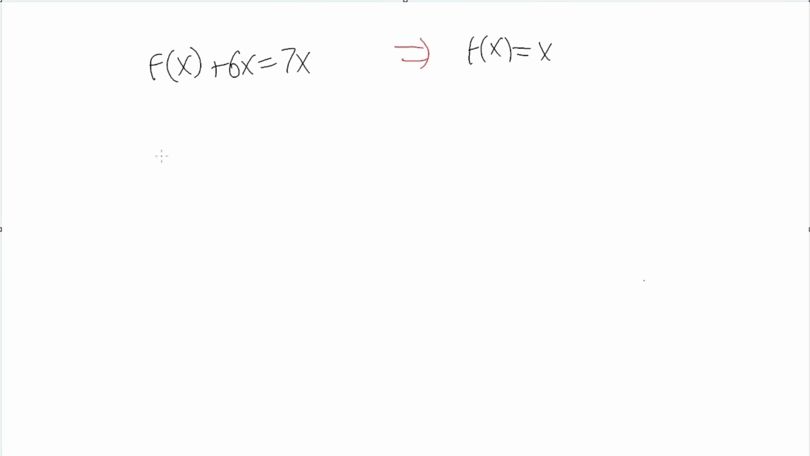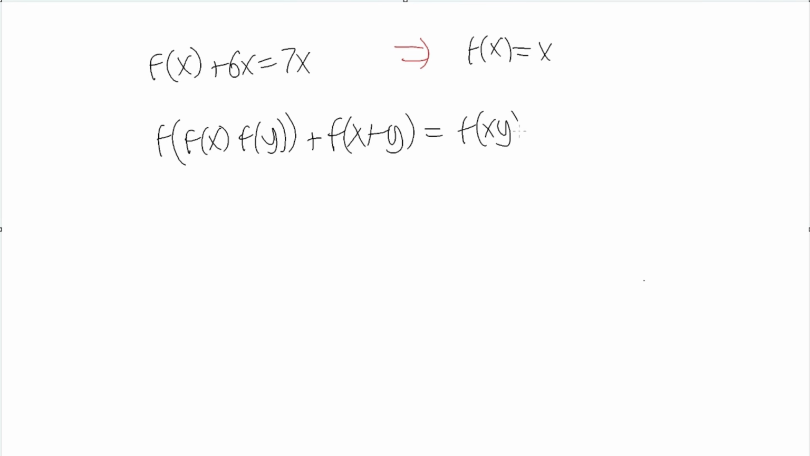For example, here's a very hard functional equation from the 2017 IMO, and this was so hard that only a fraction of the contestants got full marks on this problem. So as you see, there's a huge difference between this functional equation here and this one over here. So the point is that functional equations can vary a lot in difficulty, and therefore they take lots of practice.